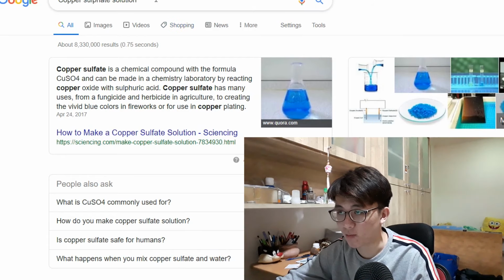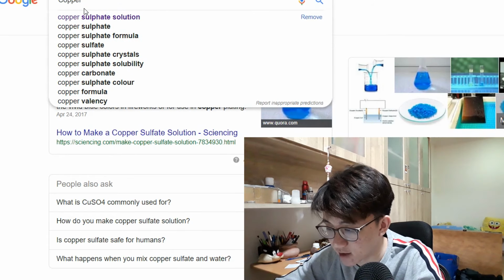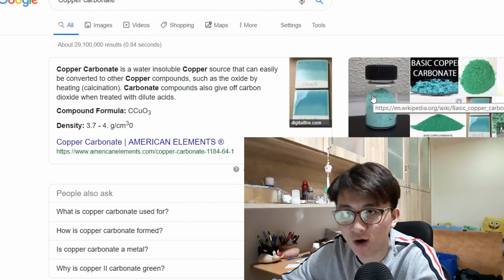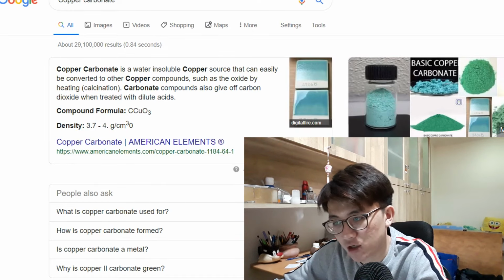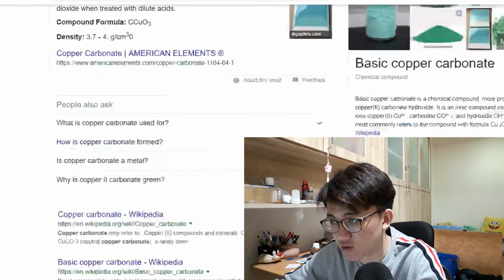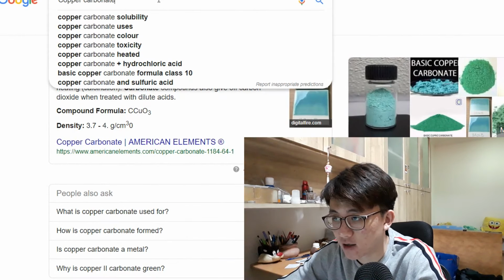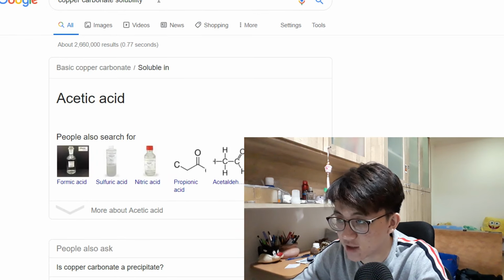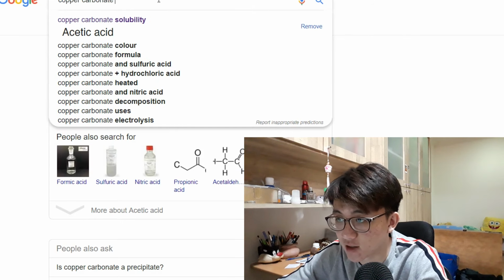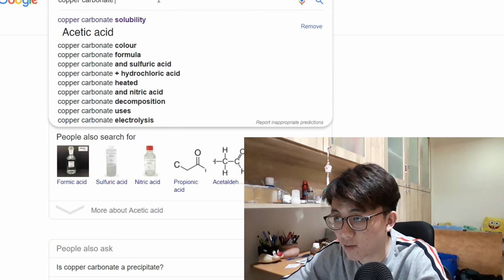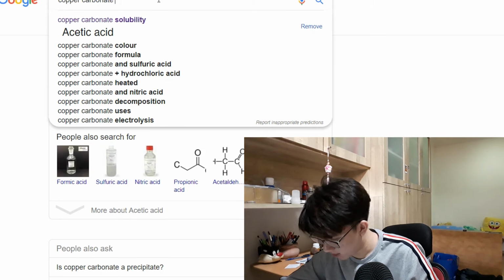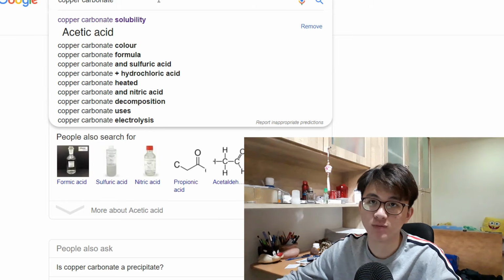So let's just say copper carbonate. What color is it? Copper carbonate, you see, it's not actually blue, right? It's another kind of color. It's greenish, that kind of thing. So that's why I say it's not exactly the color you want. For copper carbonate, let's check solubility. Is it soluble? Oh no, it's not soluble in water, I think. Precipitate. Copper carbonate. See? All carbonates are insoluble in water. So technically, copper carbonate is insoluble.